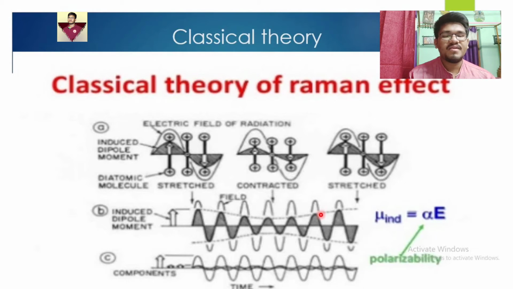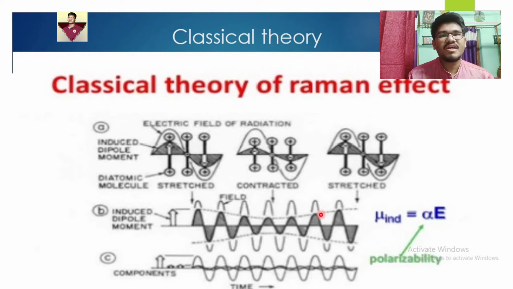Okay, now talking about the classical theory. Before going into the classical theory, first we need to know what the induced dipole moment is, how a dipole moment can be induced in a molecule under the effect of an external electric field. So if light is falling, it has an associated electric field, right?